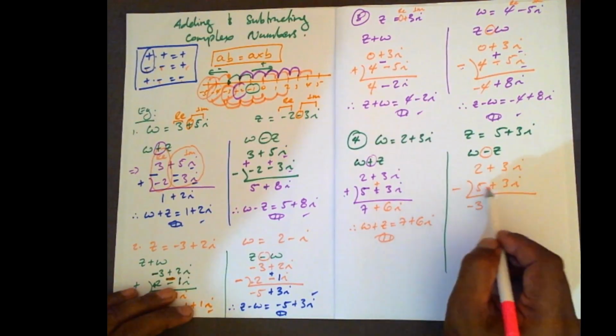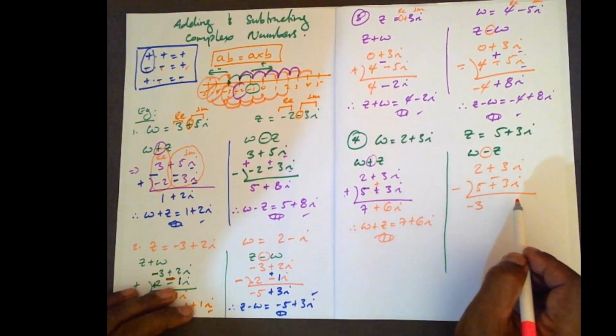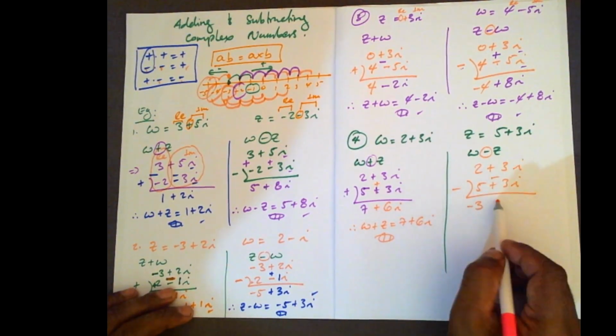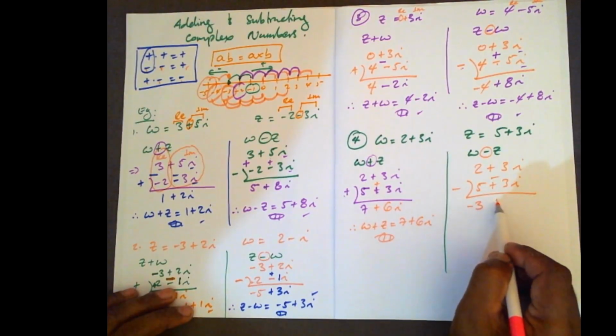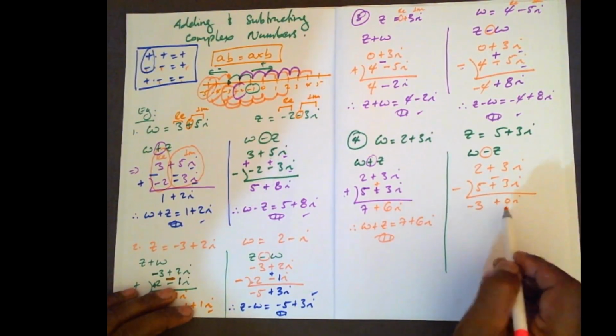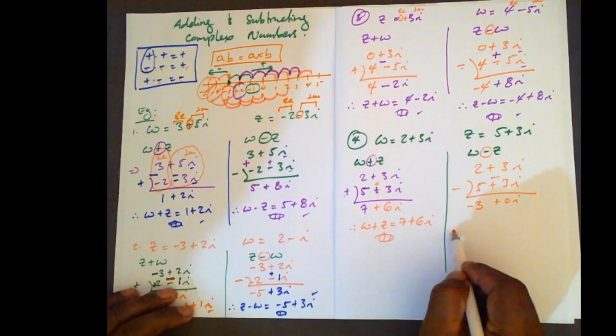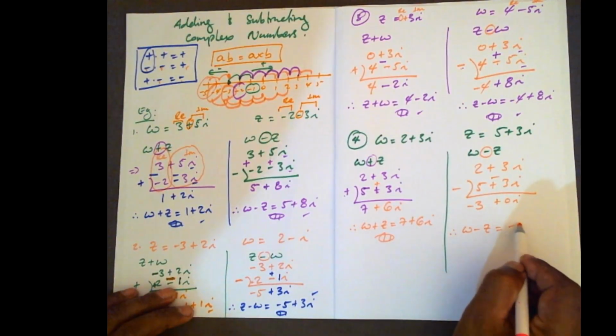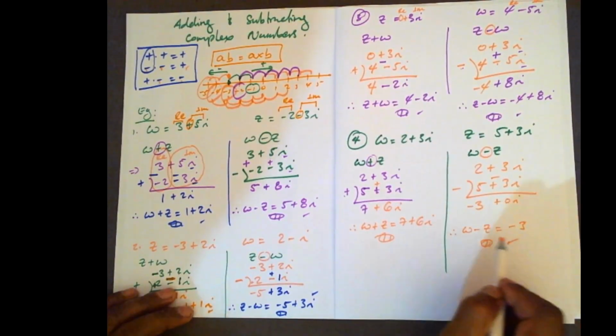3i, positive times negative is negative. So 3i minus 3i is positive 0i. So I can say that therefore omega minus z is equal to negative 3.